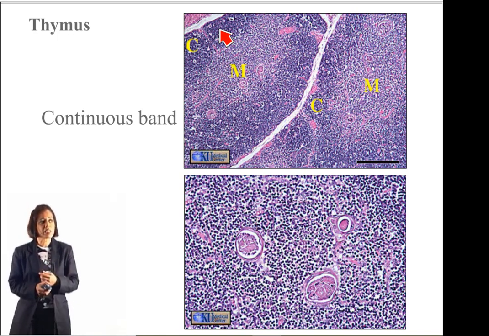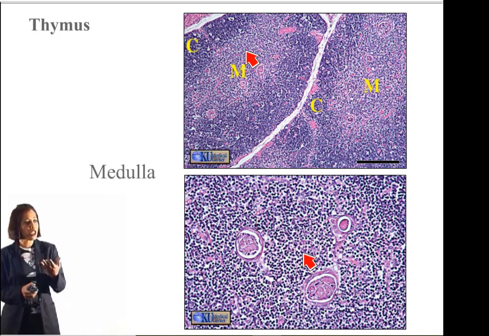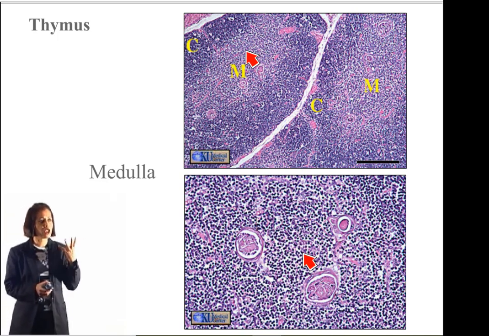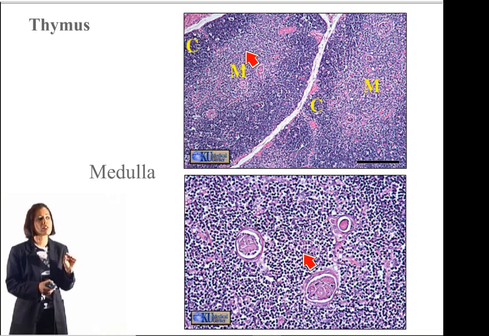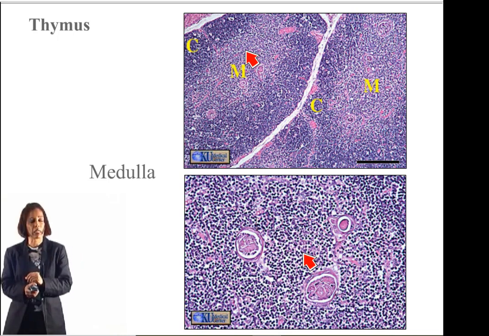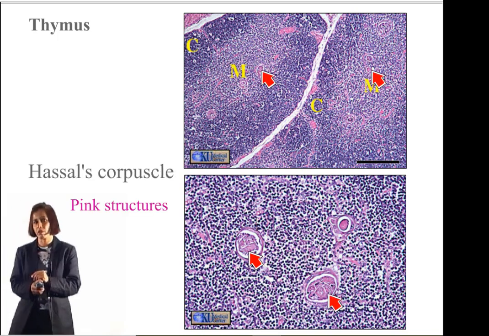And when you look at the lighter staining medulla, in the lower image, look and see how it's not so concentrated, hence it's not that blue. And what's distinctive about the medulla is the presence of these structures which are pink in color and known as Hassall's corpuscles.